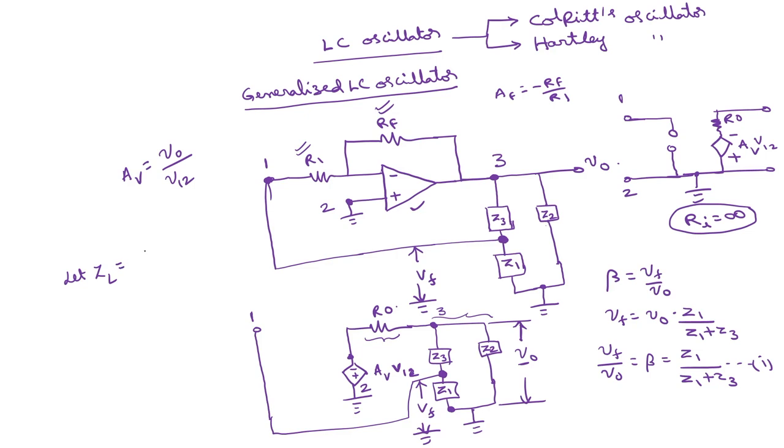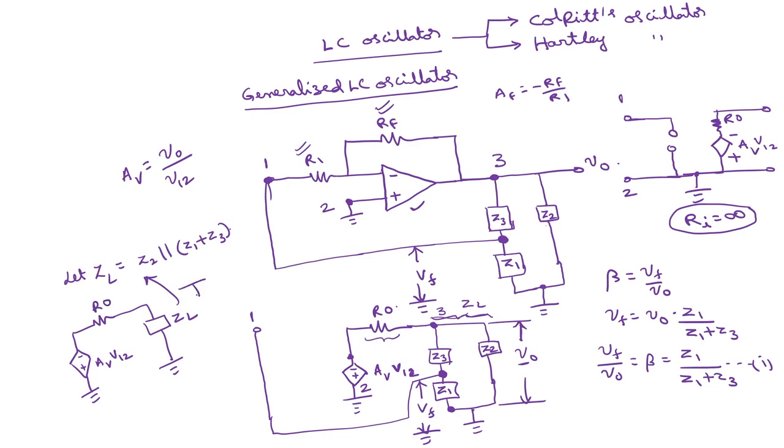ZL is equal to Z2 in parallel with Z1 plus Z3. This entire circuitry, we are calling as ZL. Then what will be the equivalent circuit? Here, this is a voltage source, minus plus. This is grounded, this is AV into V12, and this is R0. Now, this will be total ZL, this is also grounded. This ZL is this, this is R0, and here we are taking output V0.